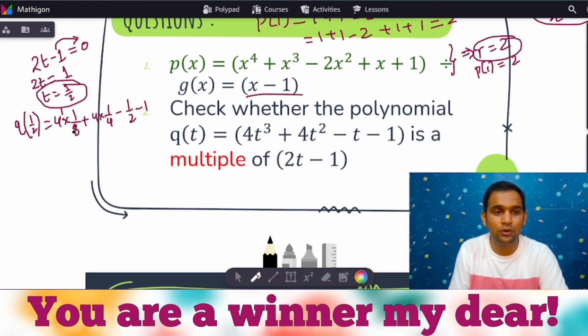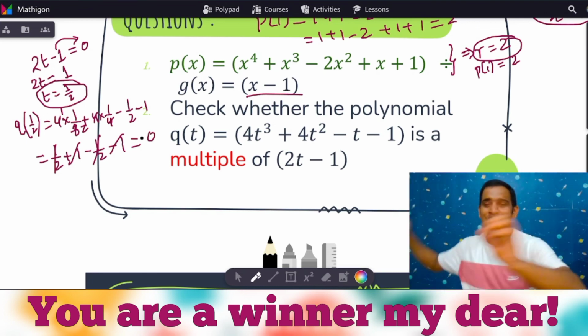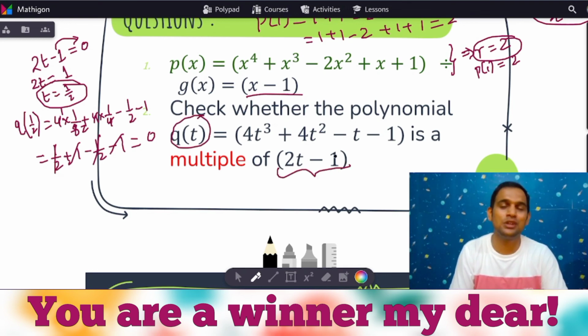which is 1 by 4, minus 1 by 2 minus 1. So 4 ones are 4, 4 twos are 8, 4 and 4 get cancelled out. So what do we get? This becomes 1 by 2 plus 1 minus 1 by 2 minus 1. So 1 by 2 and minus 1 by 2 cancel out, plus 1 minus 1 cancel out, and we get the remainder as 0. That means q of t, this polynomial, is a multiple of the divisor 2t minus 1.